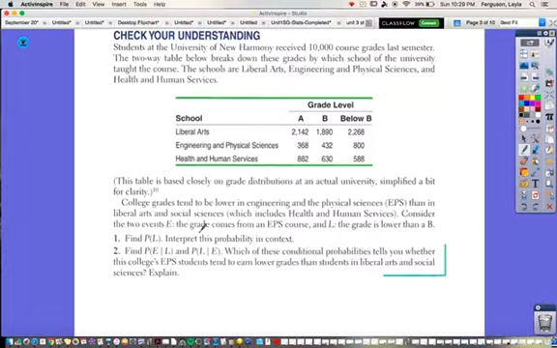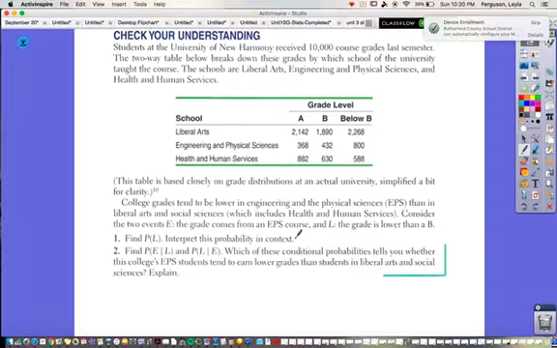health and human services. Consider the two events. E, the grade comes from an EPS course, and L, the grade is lower than a B. So for number one, we want to find the probability of L. Interpret this probability in context.